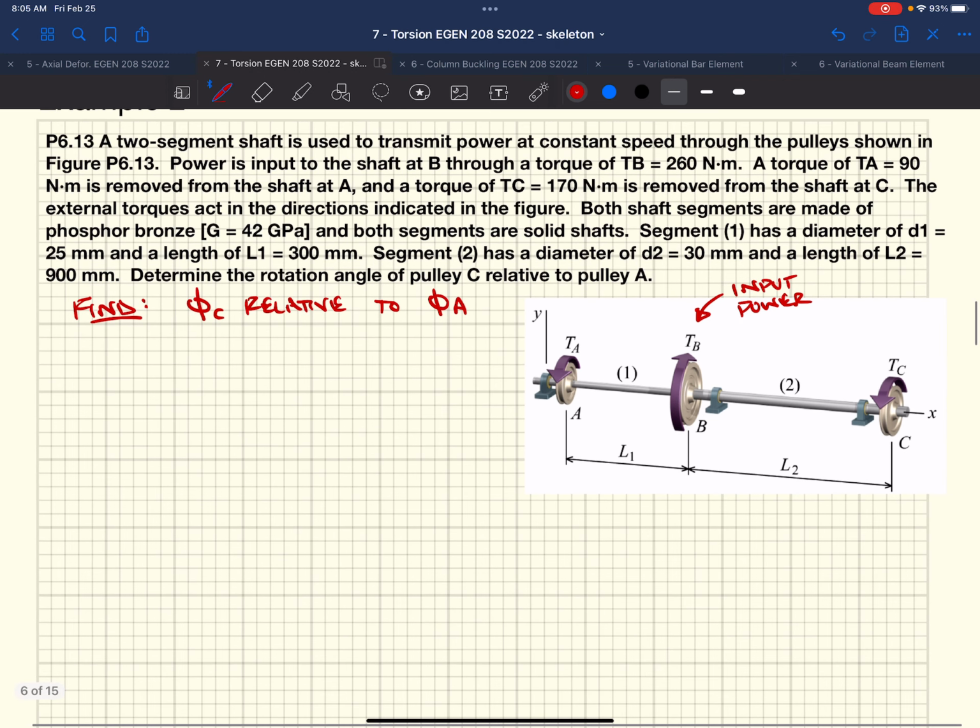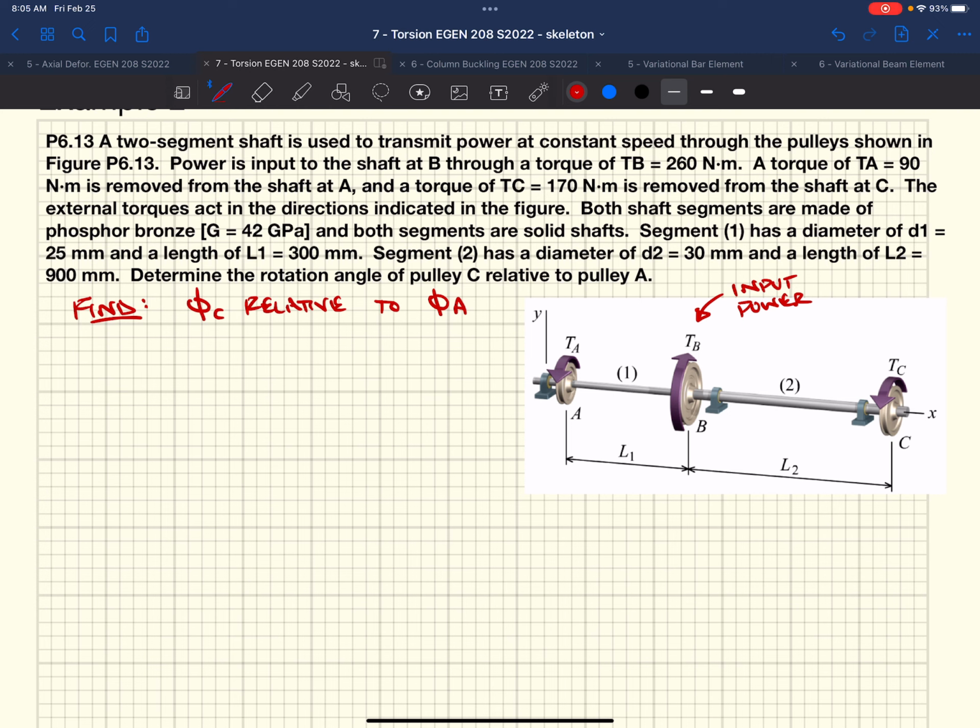Well, to start out, I'm just going to do an overall equilibrium check, making sure that the power in equals the power out, right? If it's not, then this shaft is going to be moving. So in order to do that, I'm going to sum moments about point A along the x-axis. So we're going to sum moments about the x-axis, and that has to equal 0, right?